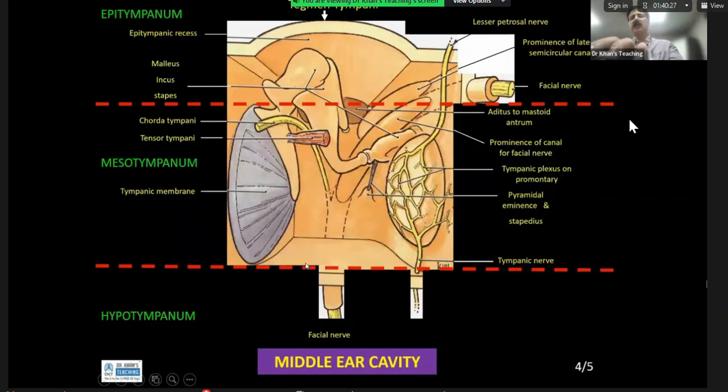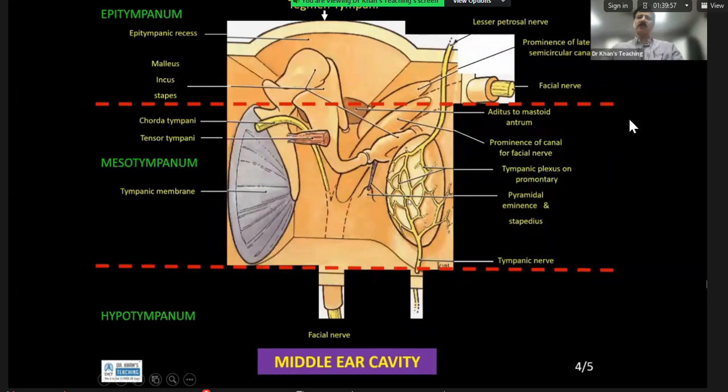Hypotympanum is nothing. It is just empty, just a trough in the floor, nothing more than that. So don't worry about it. Just remember that below the hypotympanum will be the jugular foramen. Now, so this is mesotympanum, epitympanum, and hypotympanum, which is not important. Now, this is the facial nerve canal. Now, this is passing backwards, and this is the lateral semicircular canal.